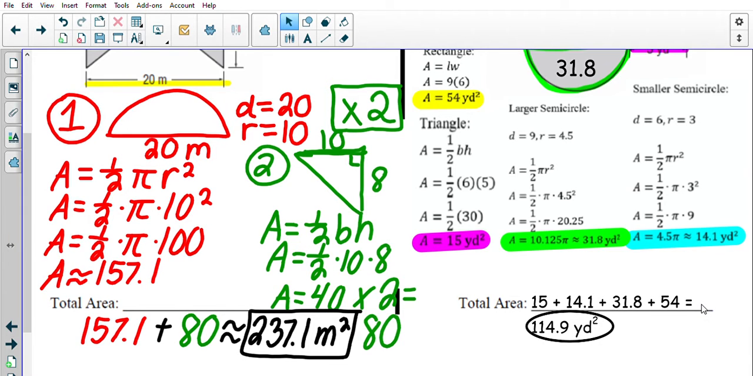I've also provided for you the answer key, so if you just want to look at the answer key instead of listening to the entire video, that's fine too.